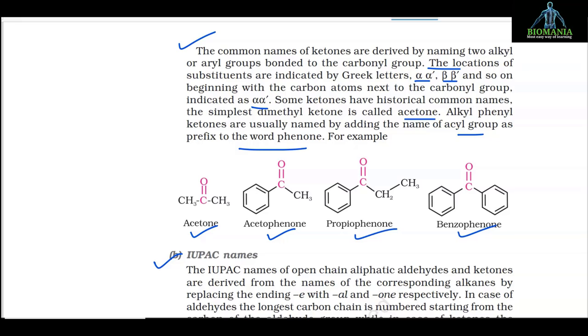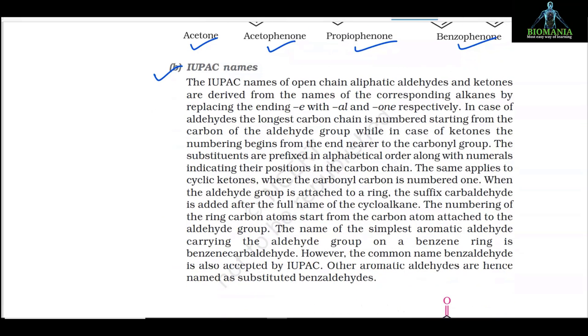B. IUPAC names. The IUPAC names of open chain aliphatic aldehydes and ketones are derived from the names of the corresponding alkanes by replacing the ending -e with -al and -one respectively. In the case of aldehydes, the longest carbon chain is numbered starting from the carbon of the aldehyde group, while in the case of ketones, the numbering begins from the end nearer to the carbonyl group. The substituents are prefixed in alphabetical order along with numerals indicating their positions in the carbon chain.